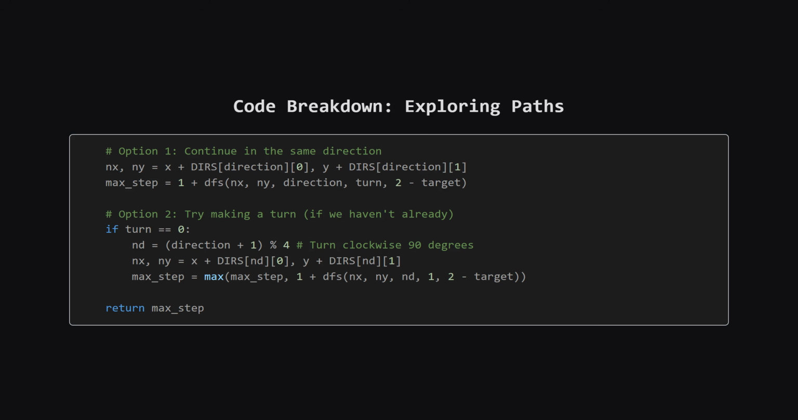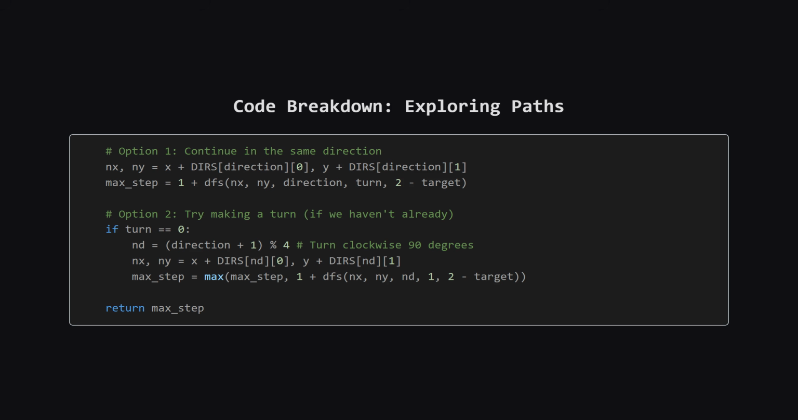Now for the core logic. First we explore option 1, just keep going straight. We find the next coordinates, which we can call nx and ny, and we recursively call DFS for that next spot. We add 1 to whatever that call returns, to count our current valid cell. Notice the target flips between 2 and 0. The expression 2 minus target handles that perfectly.